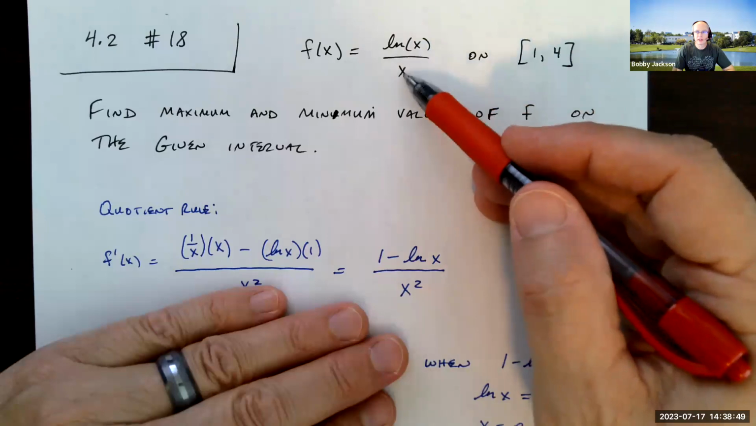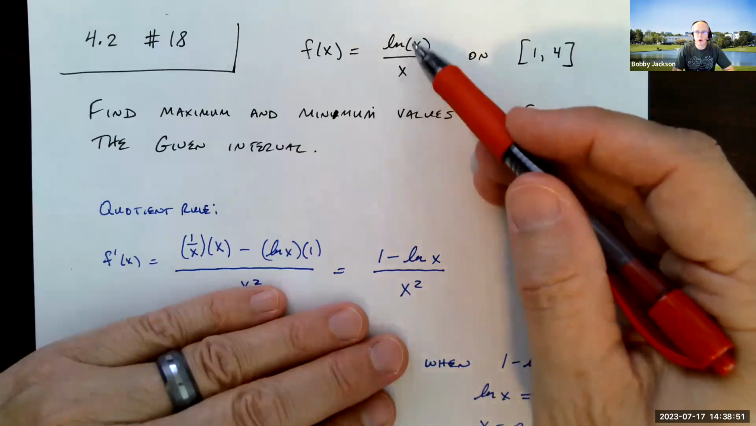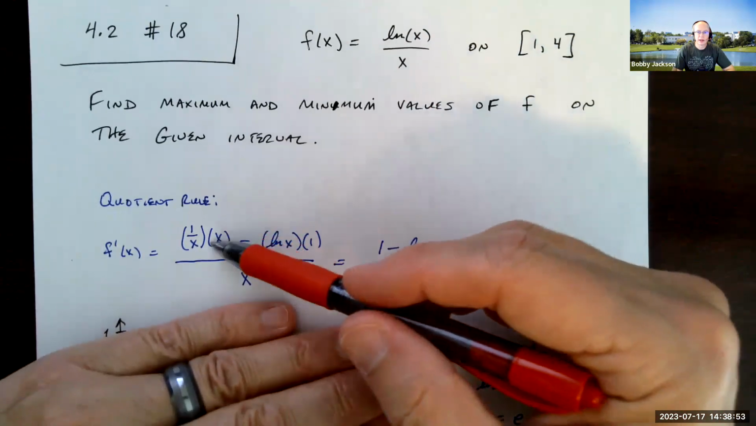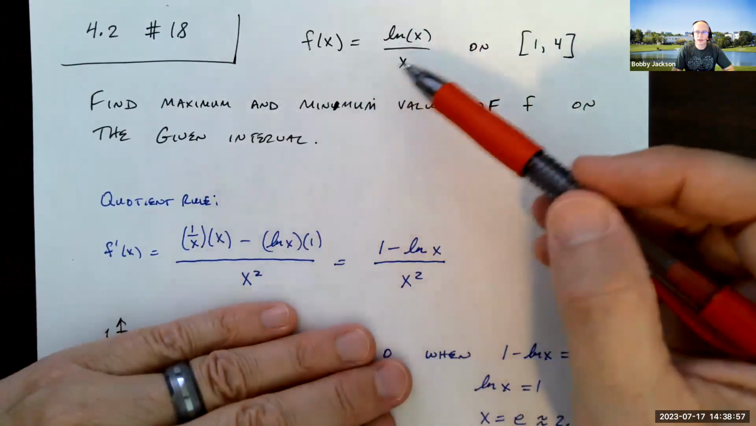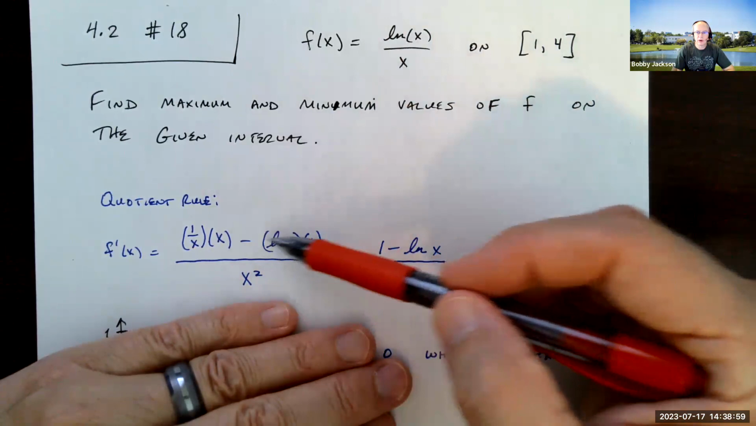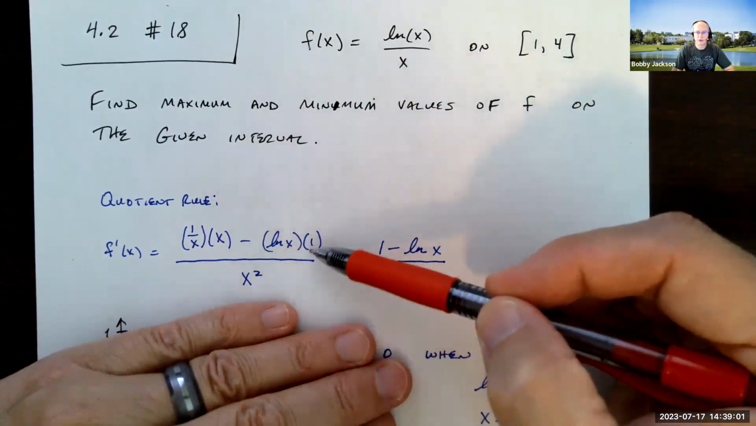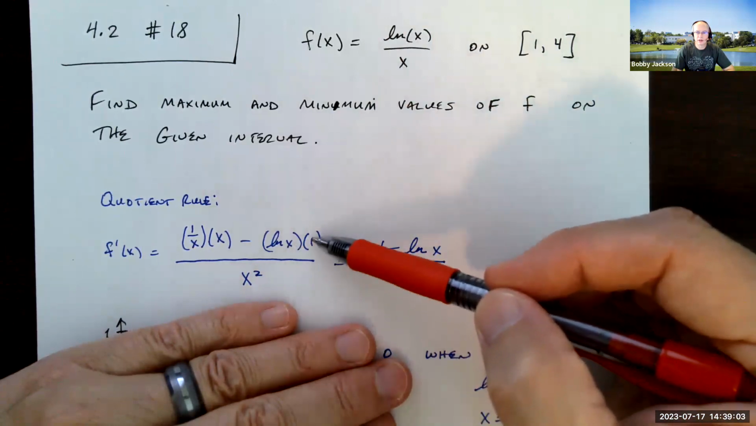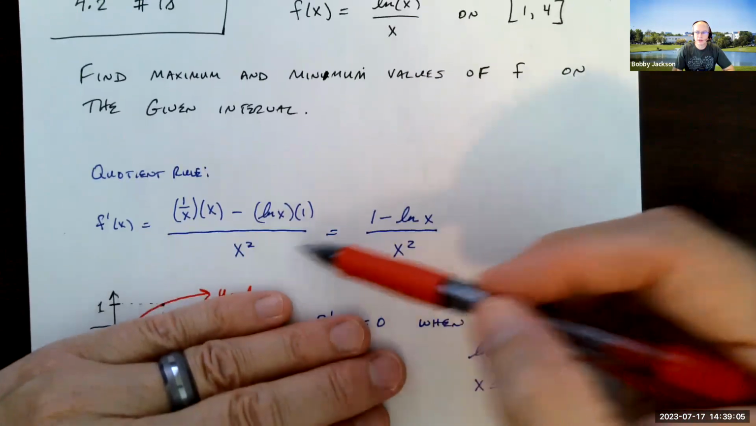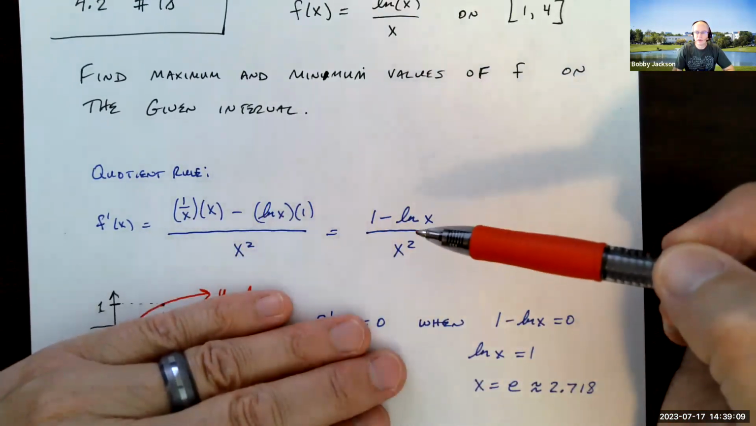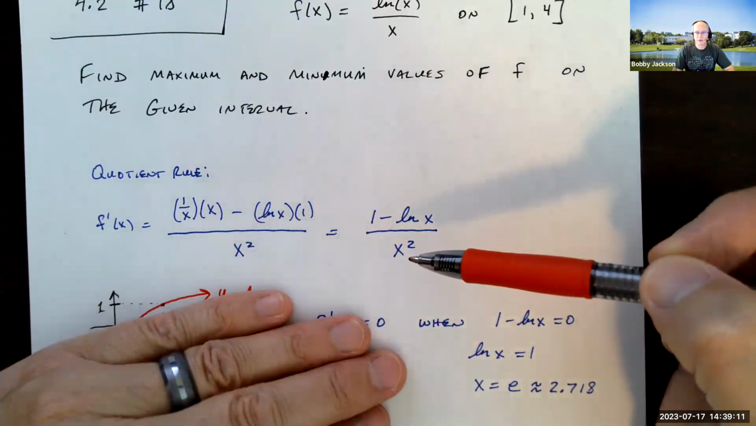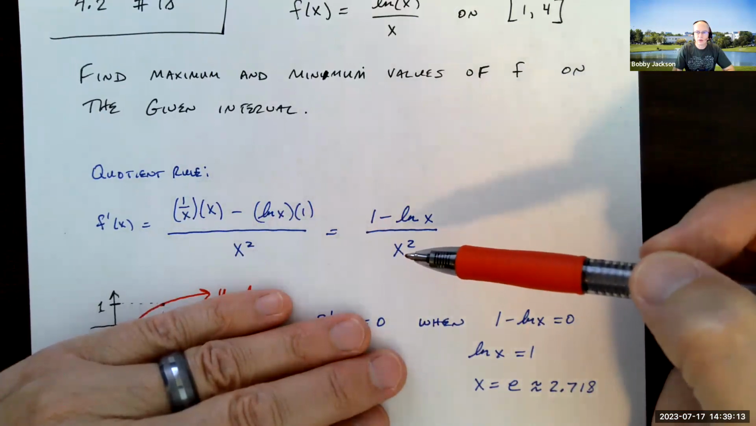This is the natural log of x divided by x, so this is a quotient rule, right? I take the derivative of the top function, the derivative of natural log of x, which is 1 over x, times the bottom function, minus the top function times the derivative of the bottom, x, whose derivative is 1. And so I get, notice, this is just 1 minus the natural log of x, divided by x squared. There's my derivative.